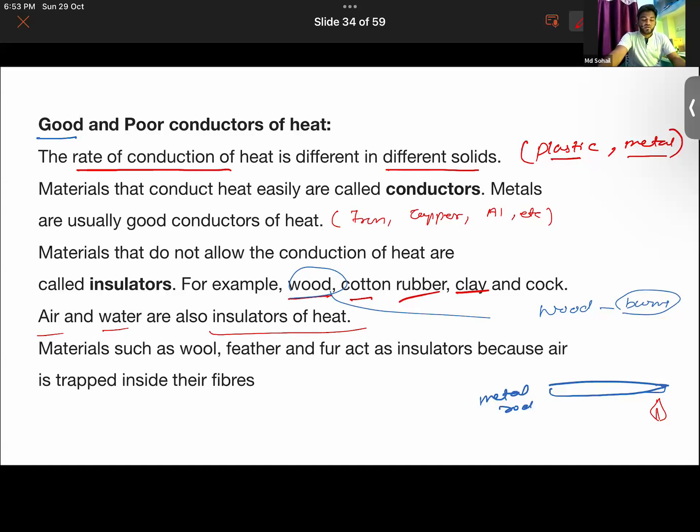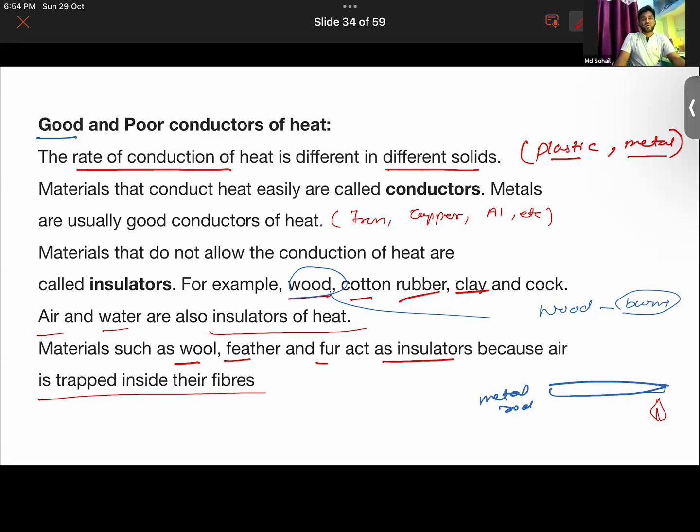Exactly. If you were to take a metal rod and heat one of its ends, the other end will also become hotter. But if you were to burn a wood, the end which you are burning will only burn, while the other part of the wood does not become hot. That is why we have considered it to be an insulator and not a conductor, right? And then you have materials like wool, feather, or fur. They also act as insulators because air is trapped inside their fibers, right?